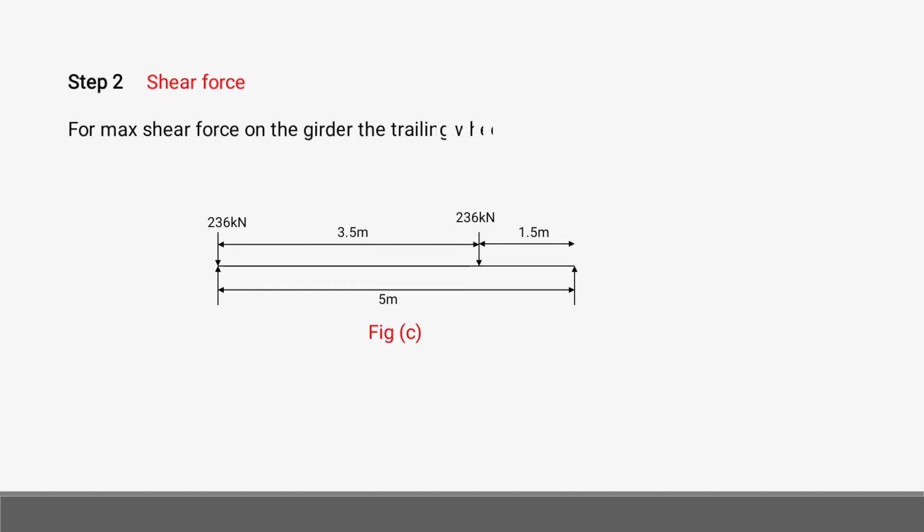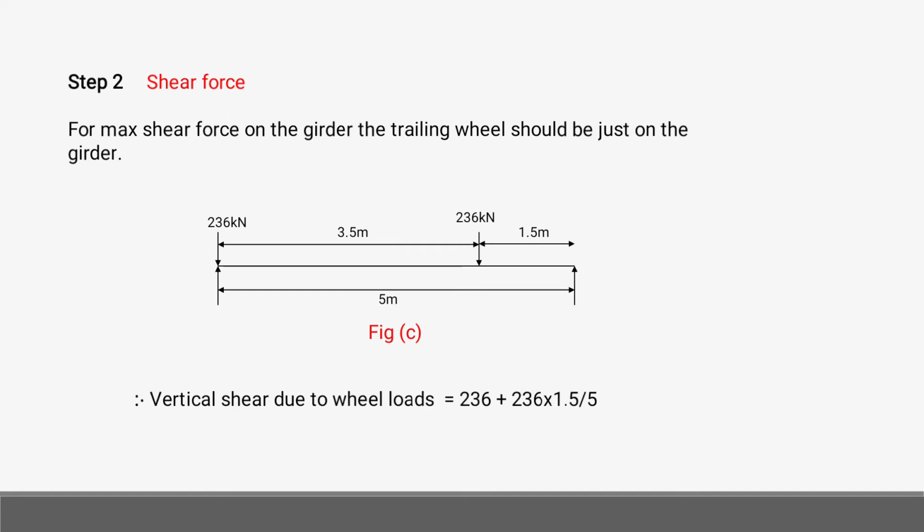So for maximum shear force on the girder, the traveling wheel should be just on the support. So vertical shear due to wheel loads is equal to 236 plus 236 into 1.5 divided by 5. So we got 306.8 kilonewton. Then vertical shear due to impact. Because already I told that the impact is based on suddenly acting loads, we can provide 20% of the load. So 0.2 into 306.8 is equal to 61.36 kilonewton.